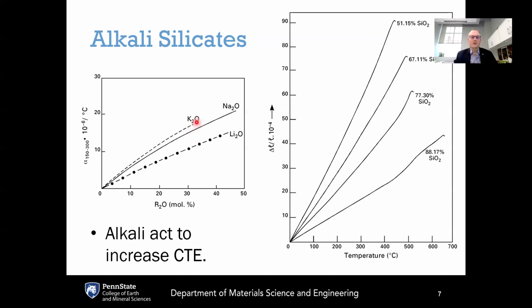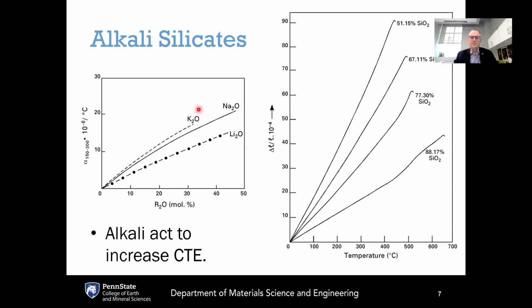And if you have larger modifiers going from lithium to sodium and then to potassium, then those modifiers take up greater space. They've got weaker ionic bonding to the non-bridging oxygens, and that just leads to a progressively larger CTE in those cases.